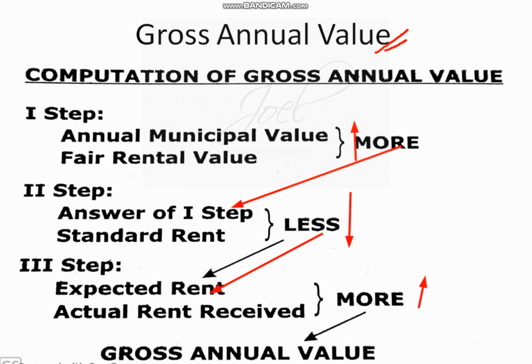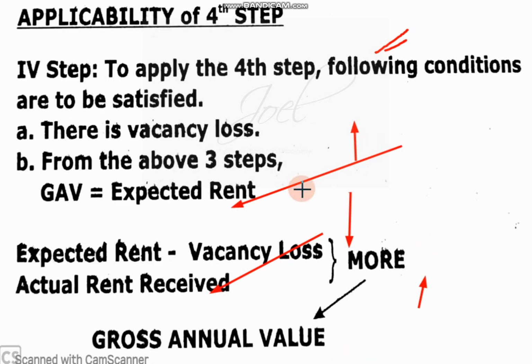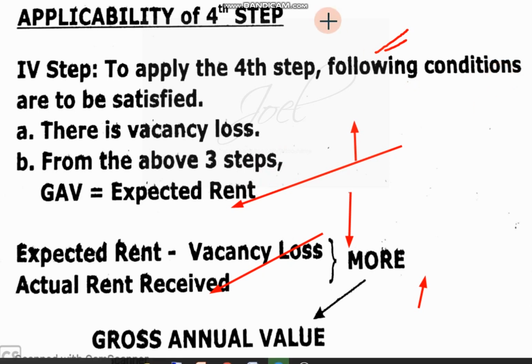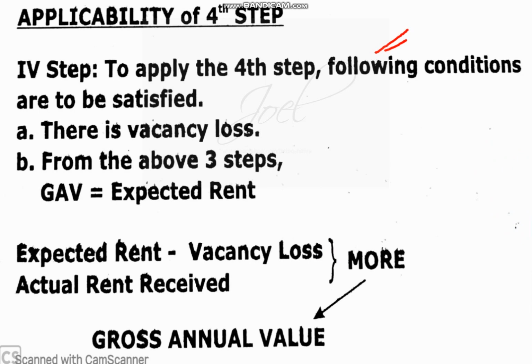Sometimes where there is a vacancy period, vacancy loss, there is one more step. Whatever final answer you get, that is our expected rent, and from expected rent we have to deduct the vacancy loss. For example, out of 12 months my house is vacant for 2 months, so those 2 months' rent is a loss for me. That is what we call vacancy loss, which I will deduct, and I'll arrive at gross annual value. These are the things we studied in the previous class.